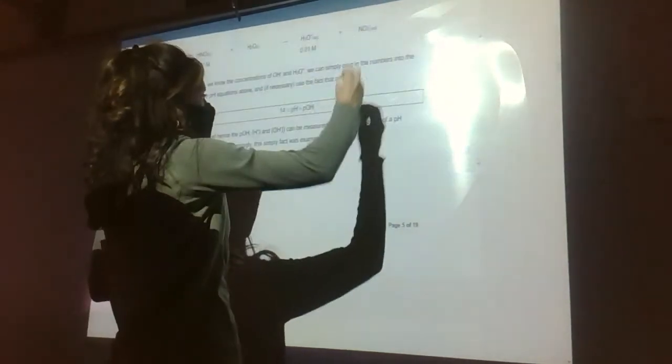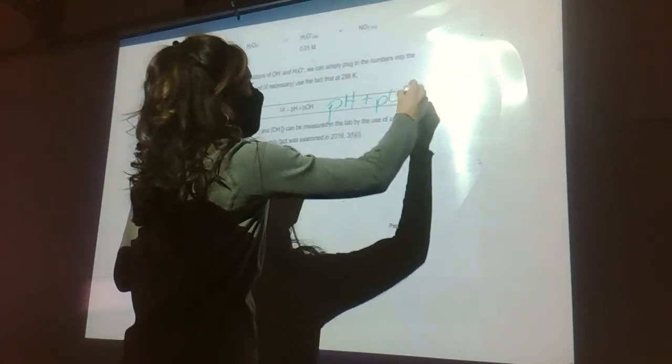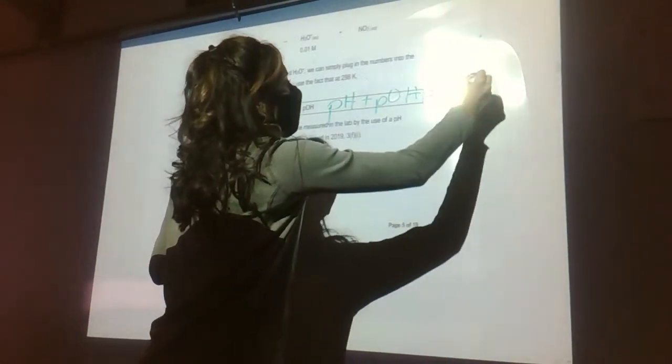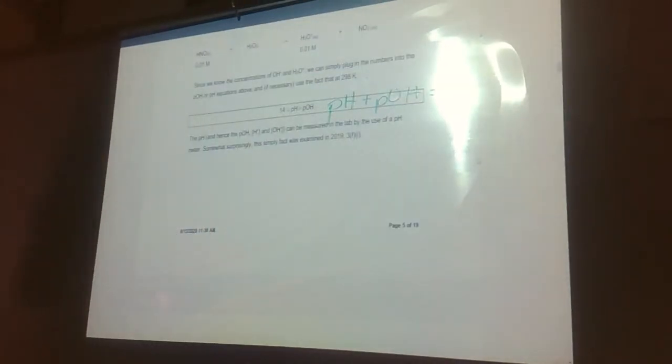Because of the way that pH and pOH scales are set up, they're like supplementary or complementary angles in math, where they add up to be 14. So if you know the pH, you can find the pOH, and vice versa. If the pH is 1, the pOH is 13. If the pH is 7, the pOH is 7, because neutral is neutral. Right? Okay.